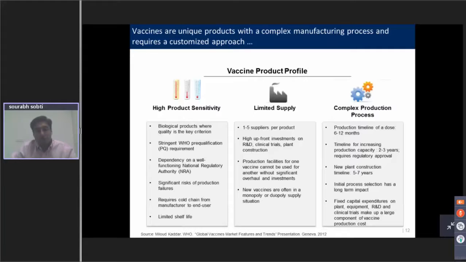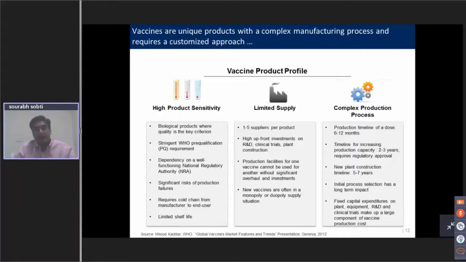Majority of the vaccines do also require cold chain, whereas recently we've seen some vaccines being developed which can stay for a long time in ambient or room temperature conditions. And they also have a limited shelf life, which is predominantly around 24 to 36 months.